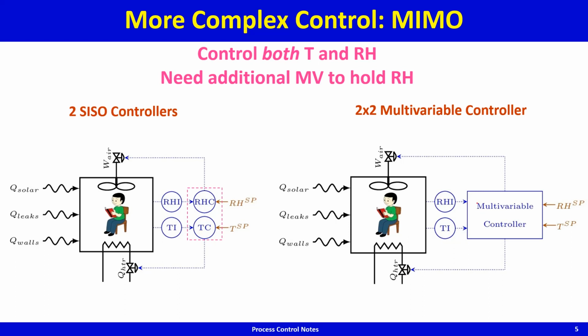On the other hand, over here, W air is a function of both relative humidity and temperature changes. QHTR is a function of both relative humidity and temperature changes. That's the difference. This is called a multivariable controller. These are two single input, single output controllers.